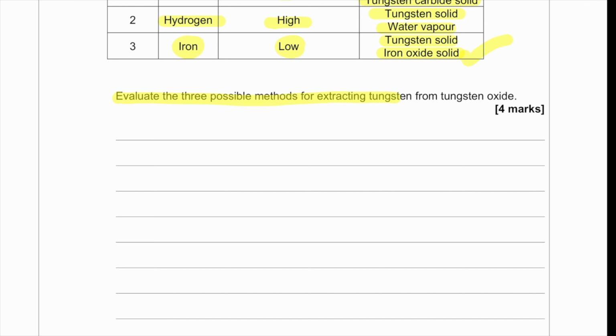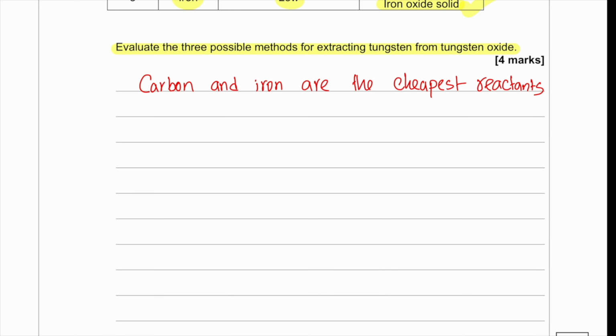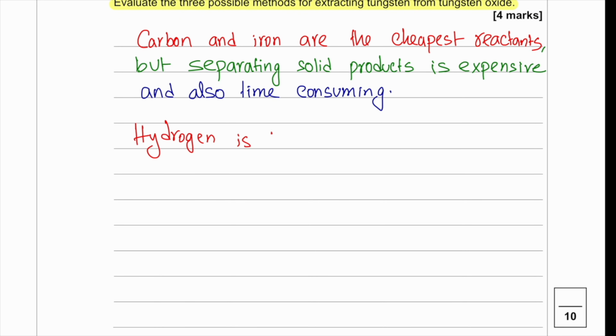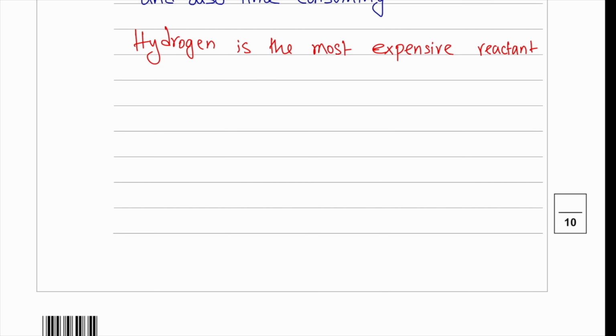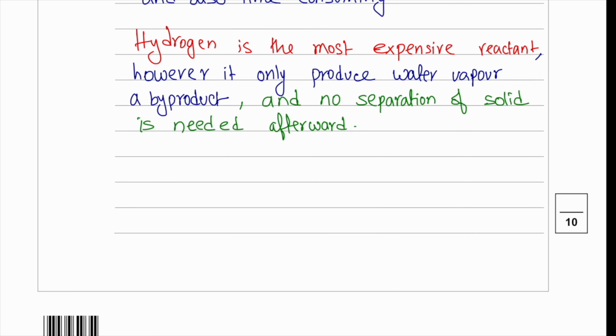Evaluate the 3 possible methods for extracting tungsten from tungsten oxide. The points that I have already told you will be the ones that can be written as answers. So I will give you a final answer. Carbon and iron are the cheapest reactants, but separating solid products is expensive and also time consuming. So this is why hydrogen, even though it is the most expensive reactant, since it only produces water vapor as a byproduct and no separation of solid is needed afterwards, can be a better process.